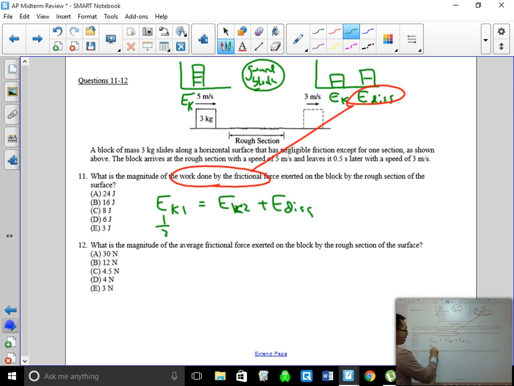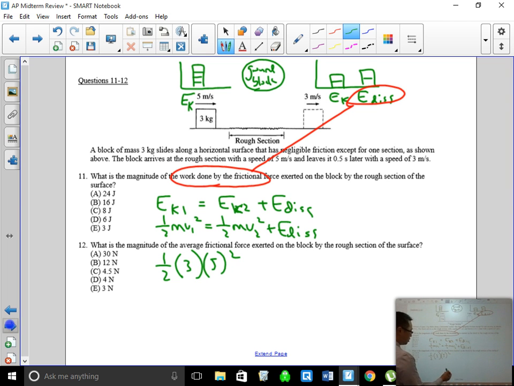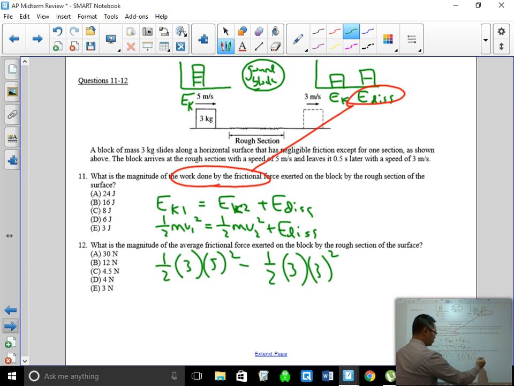So we have 1/2 m v1 squared equals 1/2 m v2 squared plus E dis. Masses do not cancel out because there's not a mass in every single section. But I end up with 1/2 times 3 times 5 squared minus 1/2 times 3 times 3 squared. And I end up with an answer of 24 joules. So the answer to number 11 is choice A.